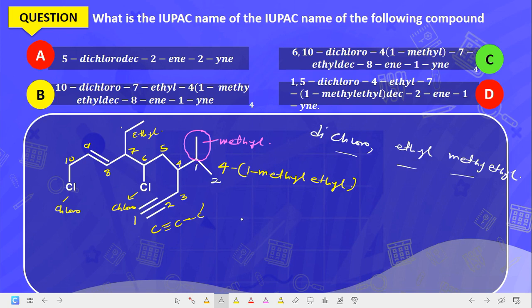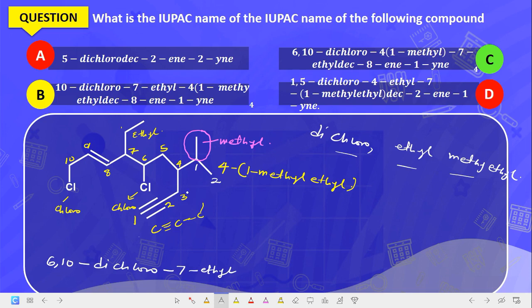Now at what position are the dichloro groups? They are at position number 6 and 10. So we say the name of this compound is 6, 10 dichloro. Then the ethyl group is next. After dichloro, D, what do you have? E. So we name the ethyl group now. The ethyl group is at carbon number what? 7. So we say 7 ethyl. Are we getting it now?